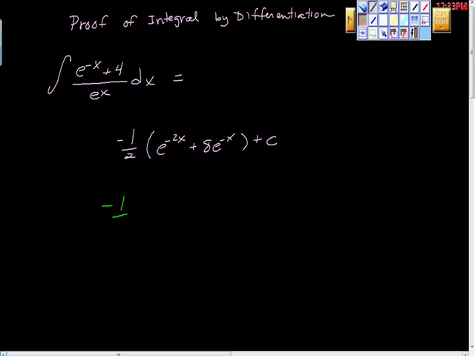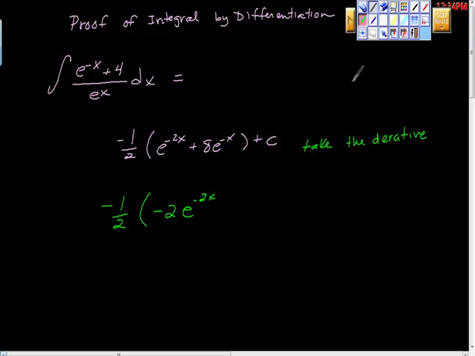Negative 1/2 is our constant multiplier, and let's take the derivative of this inside piece here. So what's the derivative of this? Well, the derivative of this is negative 2x. I'm sorry, it's negative 2e to the negative 2x.